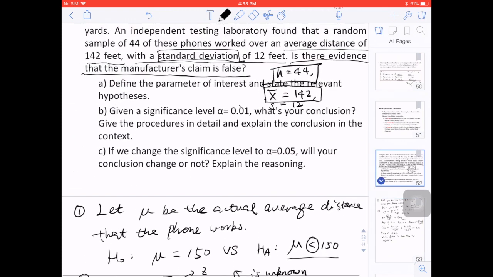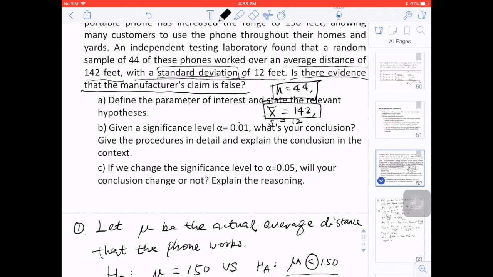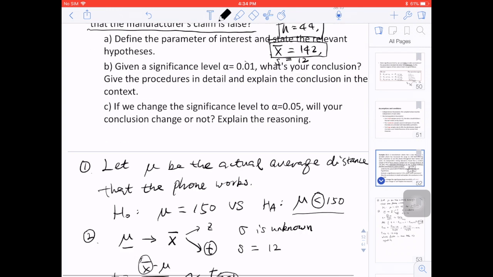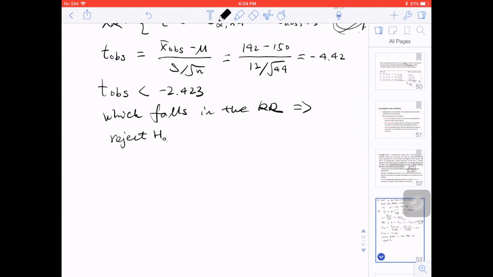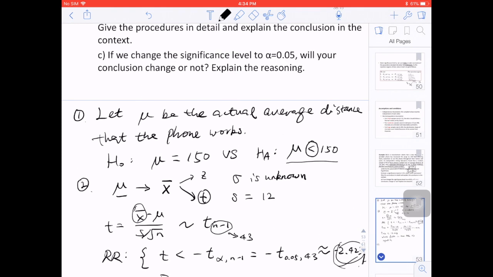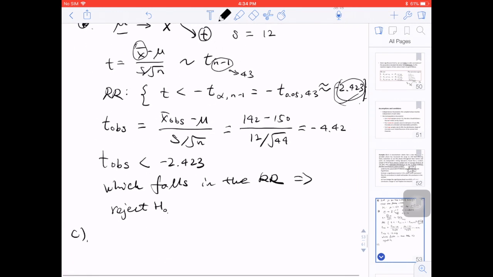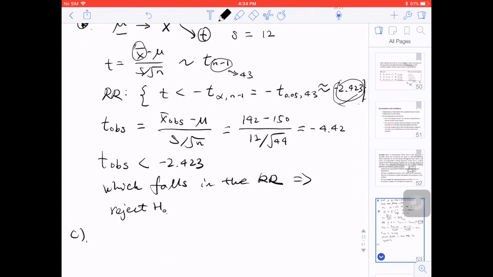So that's for question B. Okay, so question C. If we change the significance level to alpha equal to 0.05, will your conclusion change or not? Explain the reasoning. In this case, the value of alpha has been changed, right? So this one will be changed.